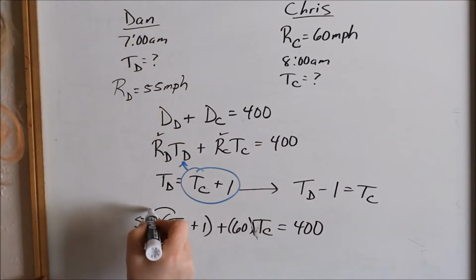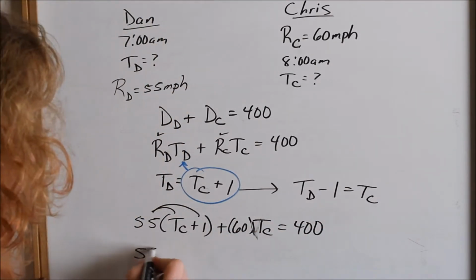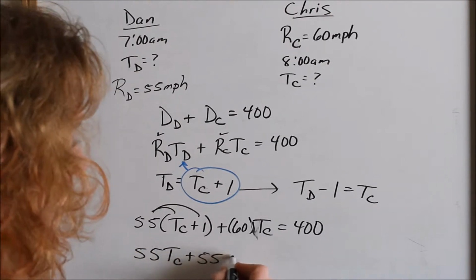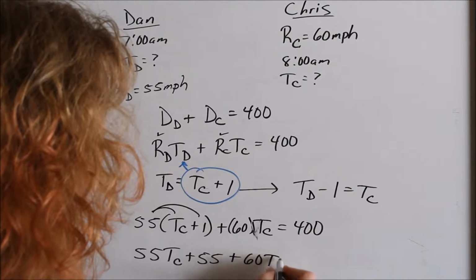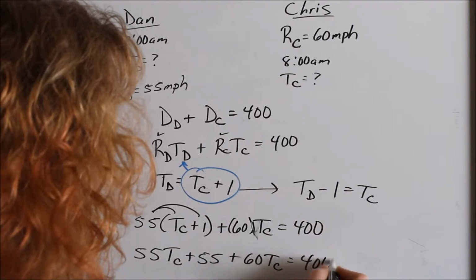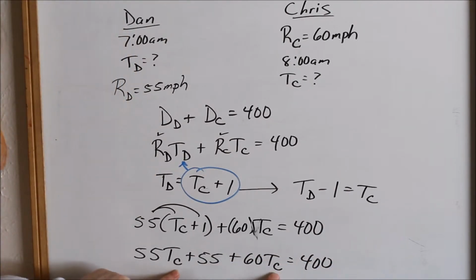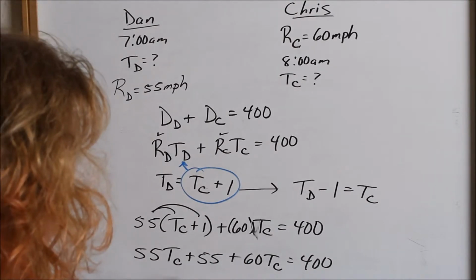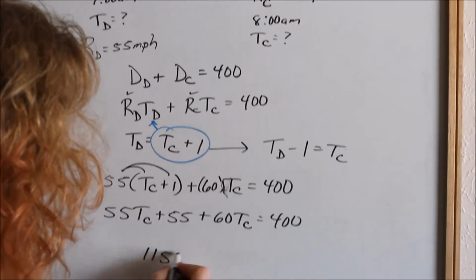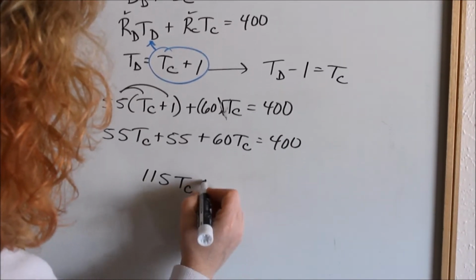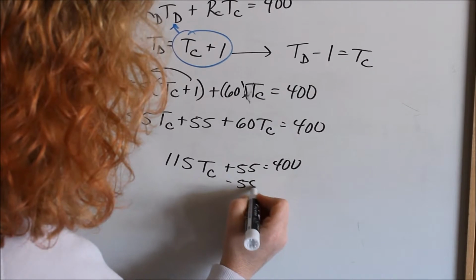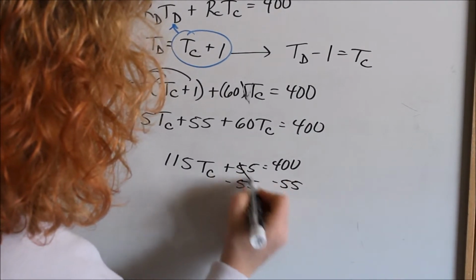Okay, so now we can distribute that. So 55 TC plus 55 plus 60 TC. Okay, we can combine our like terms. We can combine our TCs. 55 of these plus 60 of these is 115 of these plus 55. And subtract our 55 from both sides.